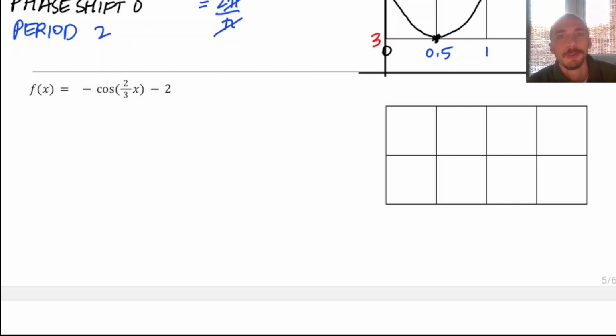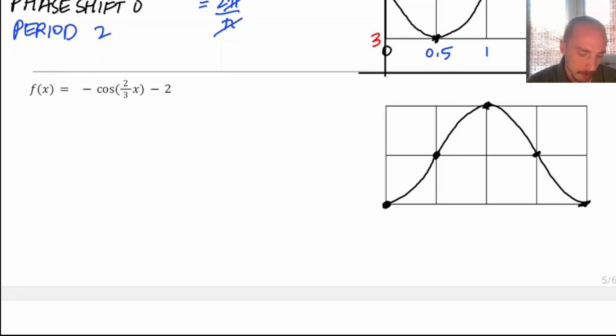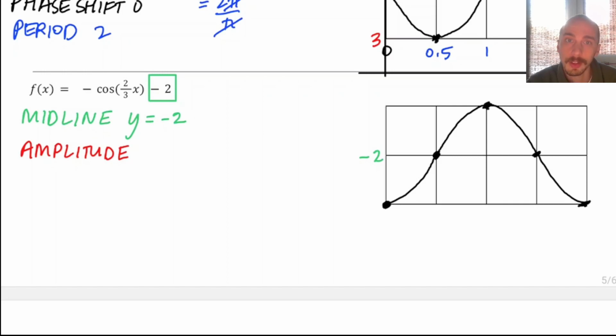All right, even faster for this last one. First, notice it's a negative cosine. Graph that. Then go to the midline. Midline's going to be -2. So I'm going to label that on my graph. Then I'm going to think about amplitude. Amplitude is the number that's multiplied on the outside. I'm only seeing the negative, so that means the amplitude is 1. Okay, so that means I'm going to go up to -1 and down to -3.